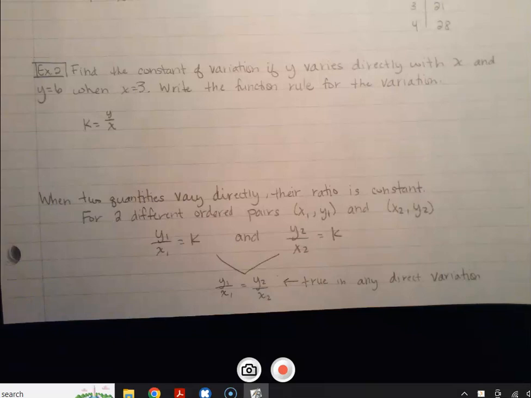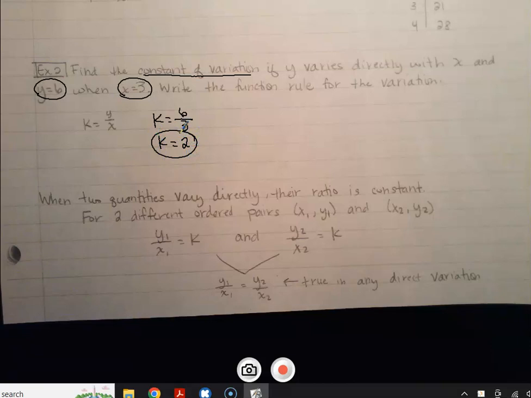All right, so we want to find the constant of variation. We know that y equals 6, so we need to plug that in. So we're going to have k equals 6 over our x, which is 3. So k equals 6 divided by 3, which is 2.